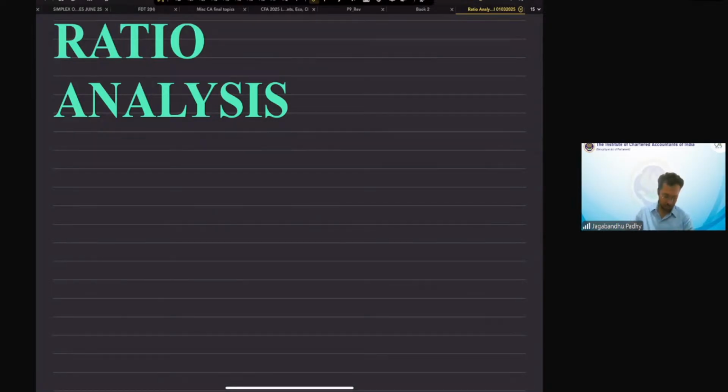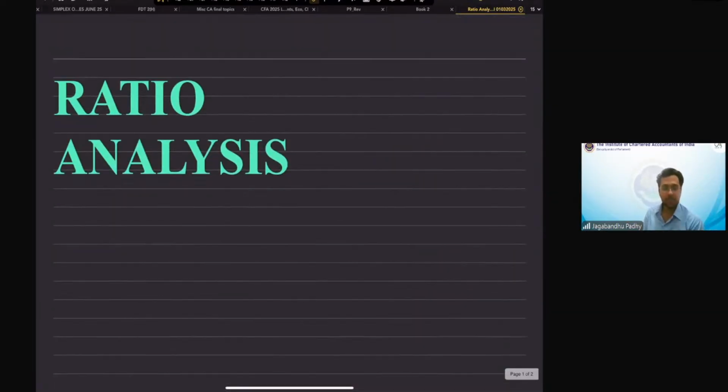Okay, so let's get started with the next topic in our interesting subject of financial management. In yesterday's session, we had discussed various sources of finance, scope and objectives, right? And in today's session, we'll be discussing the various ratios or numbers to analyze the financial health of a company.